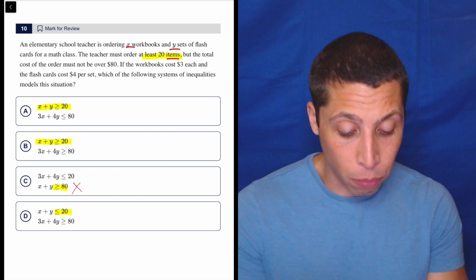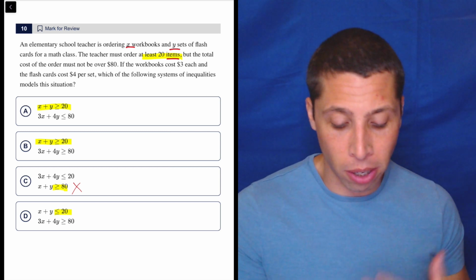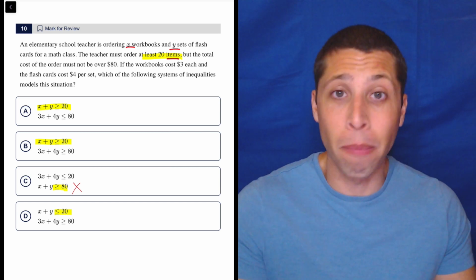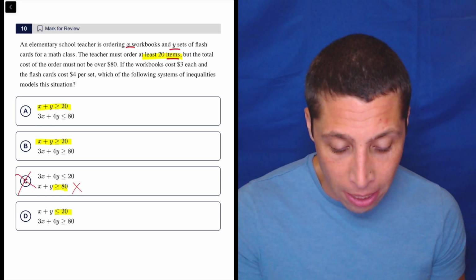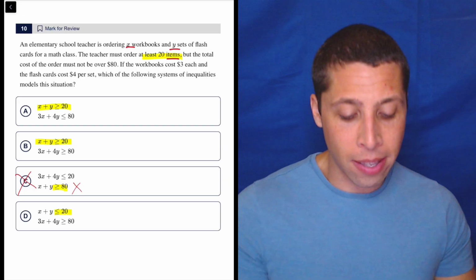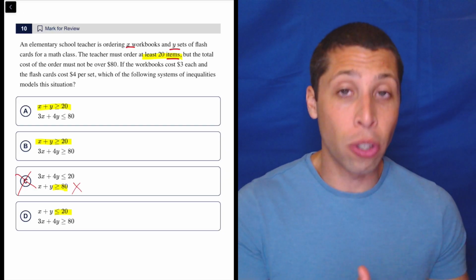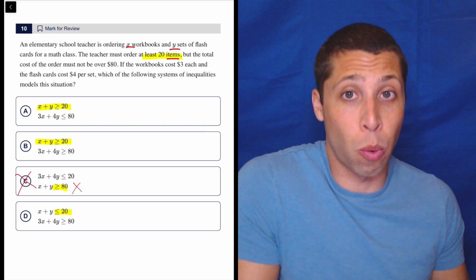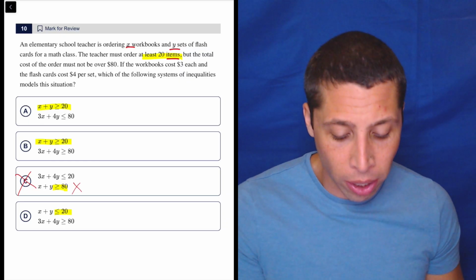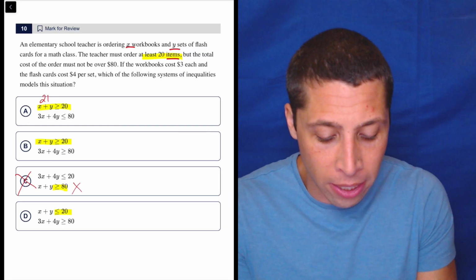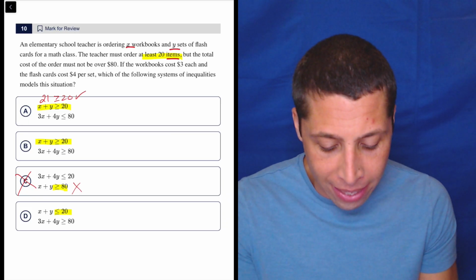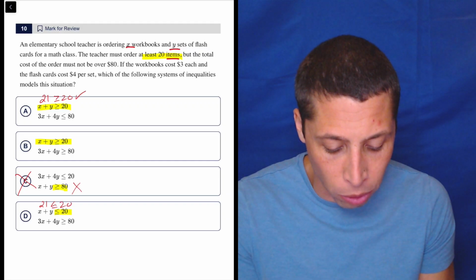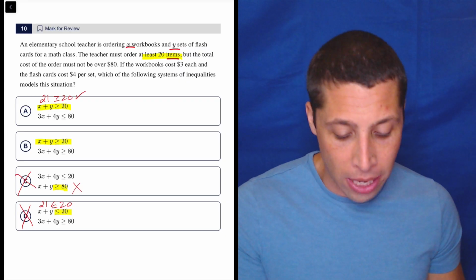The total number of workbooks plus the total number of flashcards is going to be 20 or some number related to the 20, not to the 80. That's the cost. So that gets rid of C. Now, at least means that it could be 21, it could be 22, it could be greater than 20, but it cannot be less. So just try to think of it that way. If I put 21 in here, 21 is in fact greater than 20. That makes sense. But if I did that down here, 21 is less than or equal to 20? No, it's not. So that gets rid of D.